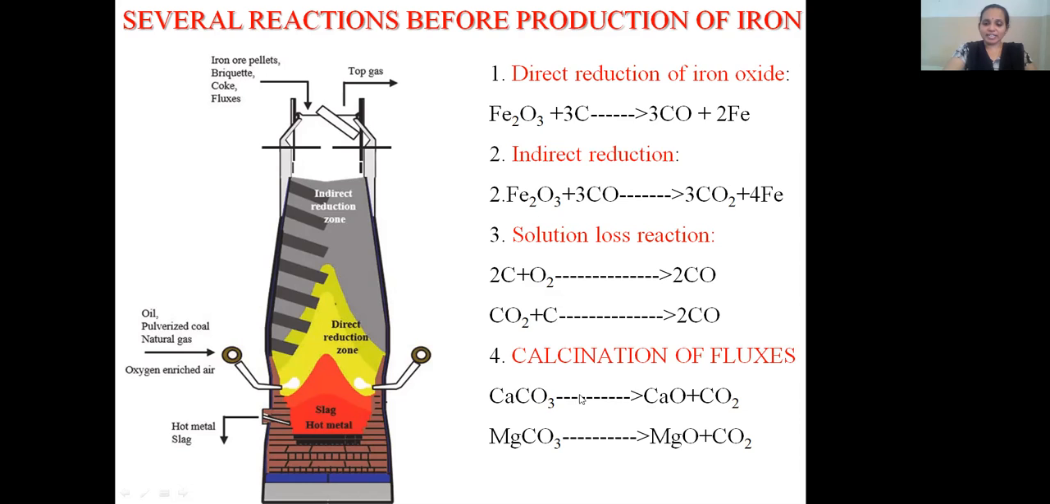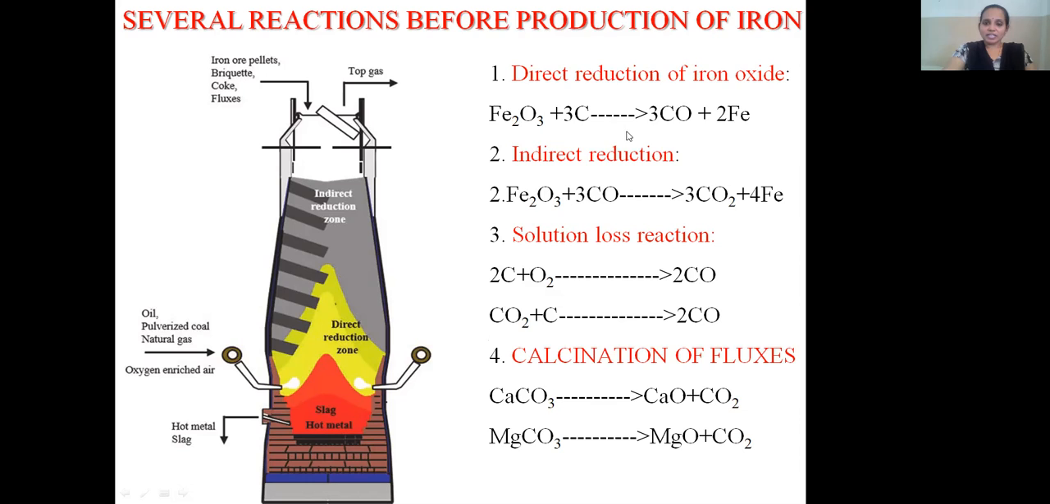CaCO3 dissociates at 900 degrees Celsius into CaO plus CO2. This CO2 again reacts with carbon of coke and CO is produced. MgCO3 again dissociates at 900 degrees Celsius to form MgO plus CO2. This CO2 again reacts with carbon of coke to form CO.